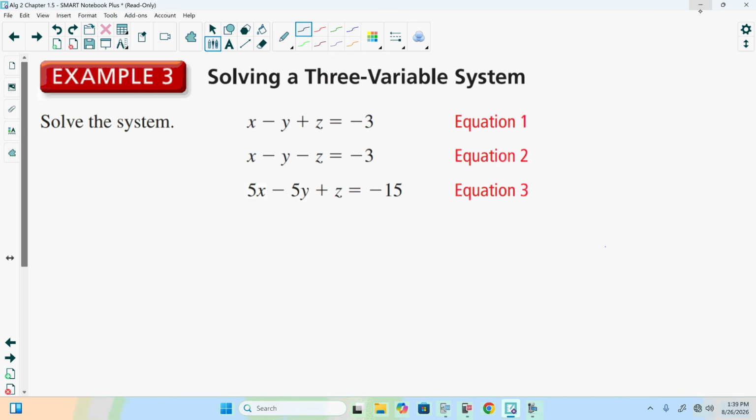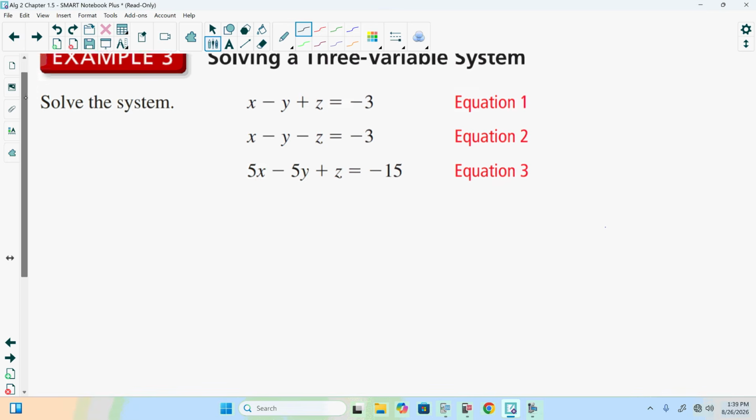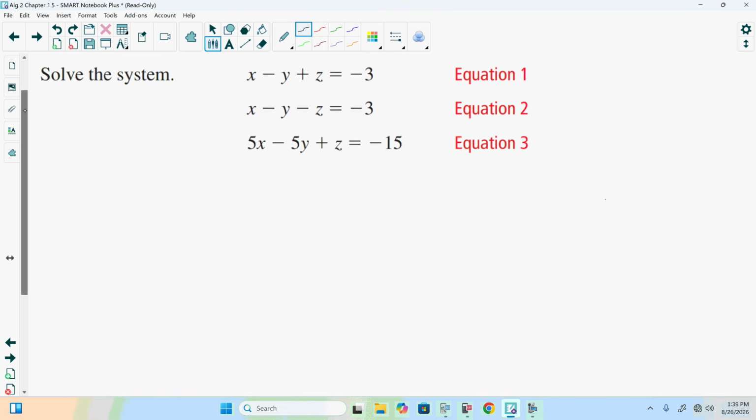I believe this is where we stopped yesterday. So, we're continuing on with systems of linear equations. With these three equations, we want to pick a variable to eliminate out of the other two, and an equation to eliminate it with.